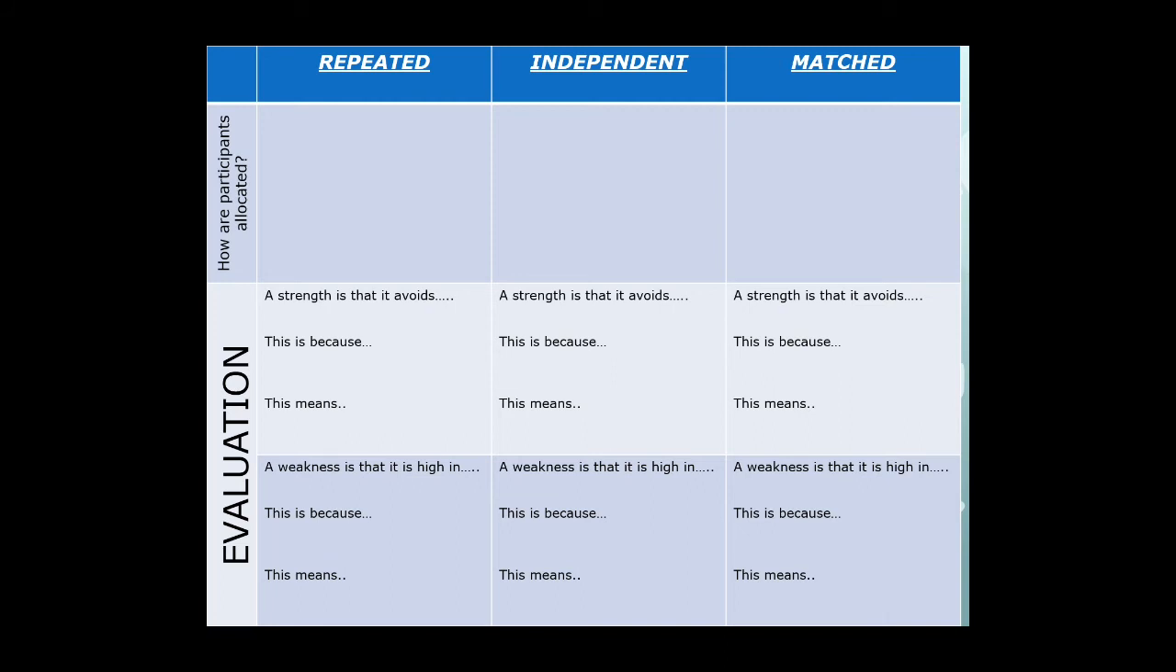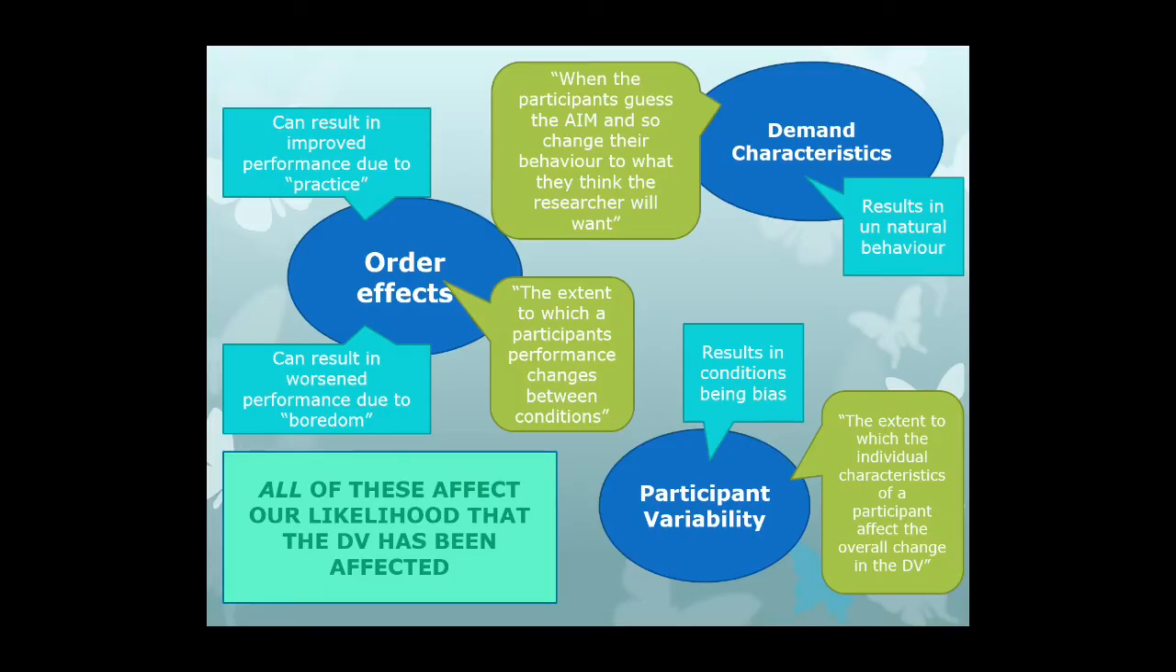So at the moment, we have got a strength of repeated measures is that it avoids participant variability. A weakness of independent measures is that it is high in participant variability. We're now going to have a look at matched pairs. Okay. So, matched pairs design, just to recap, is where you have specifically matched participants together based on certain relevant characteristics, and then you've used the same kind of strategy as an independent measures design where you've split them across the experimental and control conditions.